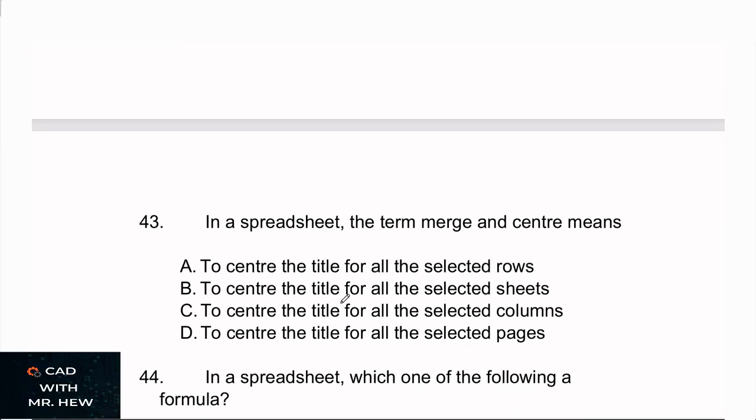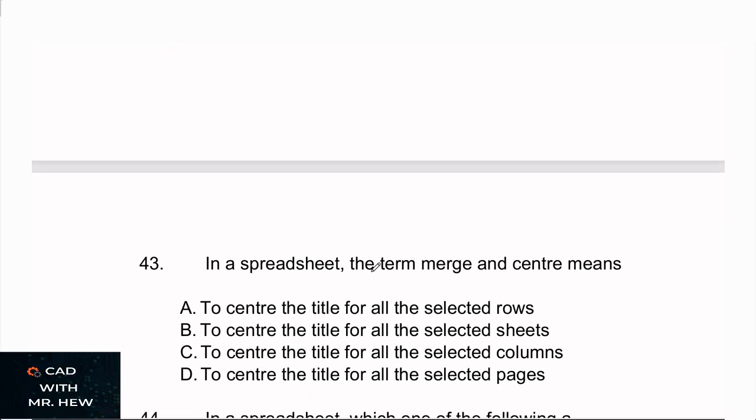Question 43. In a spreadsheet, the term merge and center means A. Center the title for all the selected rows. B. Center the title for all the selected sheets. C. Center the title for all the selected columns. D. Center the title for all the selected pages. The correct answer is C.